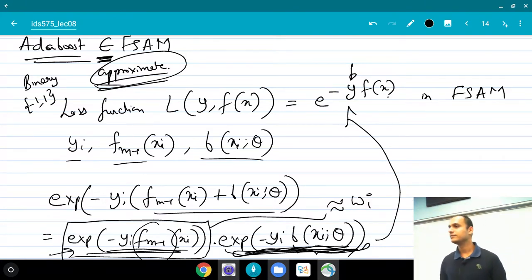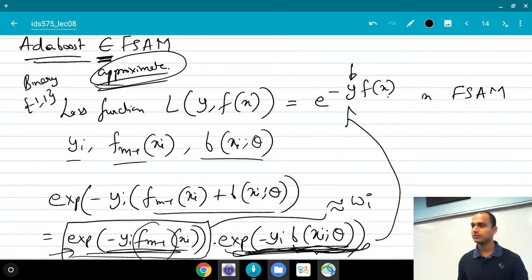If you have multiple labels, the version of Adaboost that we saw today is only for binary classification. But forward stagewise additive modeling is true for any problem, whether classification or regression.